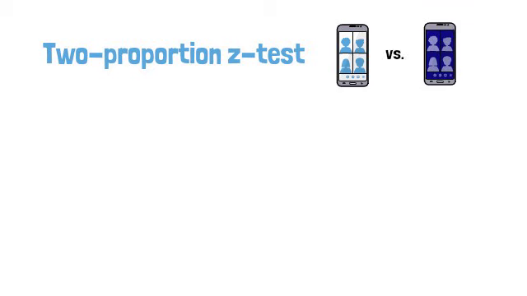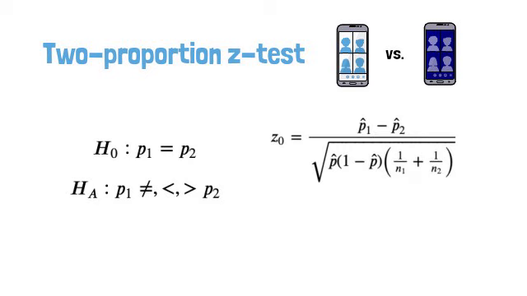We can also extend these ideas to compare two population proportions with the two-proportion z-test. For example, is the proportion of users who prefer light mode different than the proportion who prefer dark mode? For our hypotheses, we can test whether two population proportions are equal versus different than, less than, or greater than, depending on the question at hand.